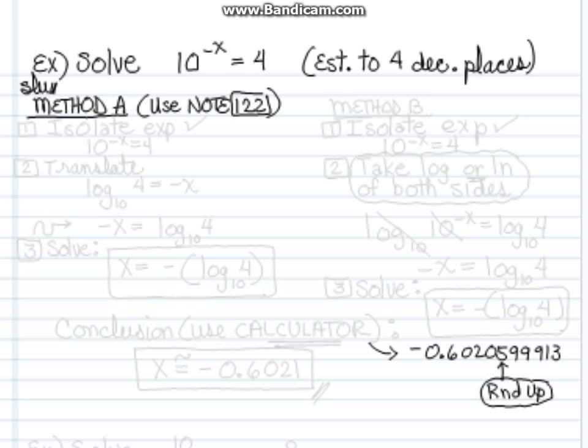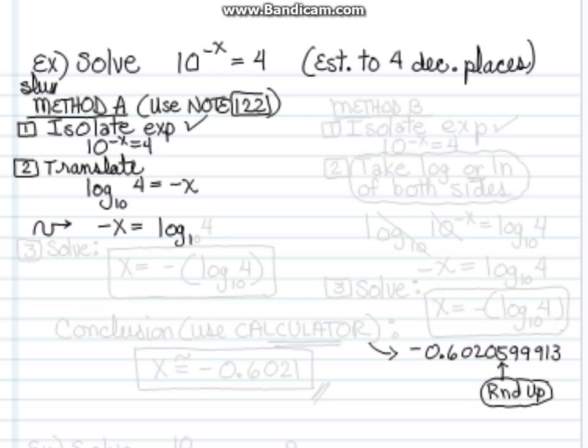So for method A, using note 122, let's jump to the first step, which says isolate the exponential. Well, that's already done. 10 to the negative x is already alone on the left side, and it's equal to the number 4. So we can move to step 2 of method A, and it says to translate. So we're going to translate this exponential form to the log form using the butterfly wing. Log base 10 of the number 4 is equal to the exponent negative x. Now get negative x on the left side.